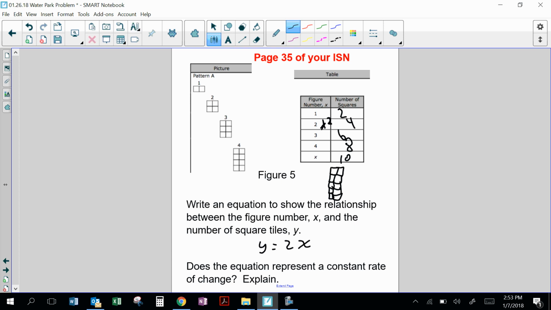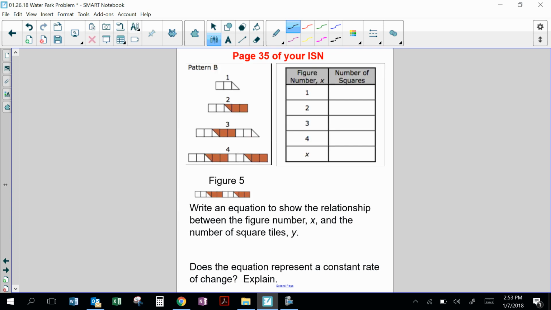Does the equation represent a constant rate of change? Yes, it does, because you're adding 2 squares to every figure number. You can see it right here. It is increasing 2 squares, 2 squares, 2 squares per figure number. So it does show a constant rate of change. We can see it through the picture and through the table. And if we had made a graph, you'd be able to see it going up with every figure number.